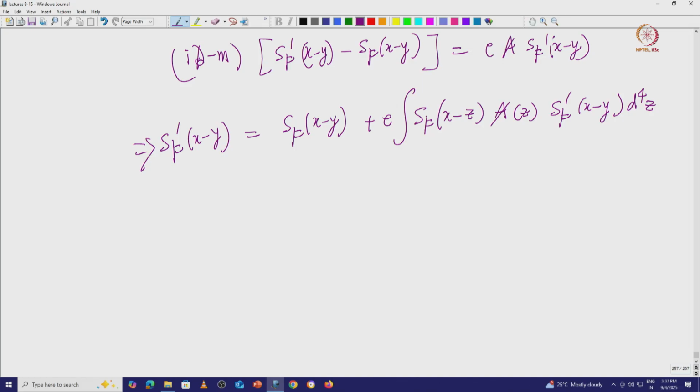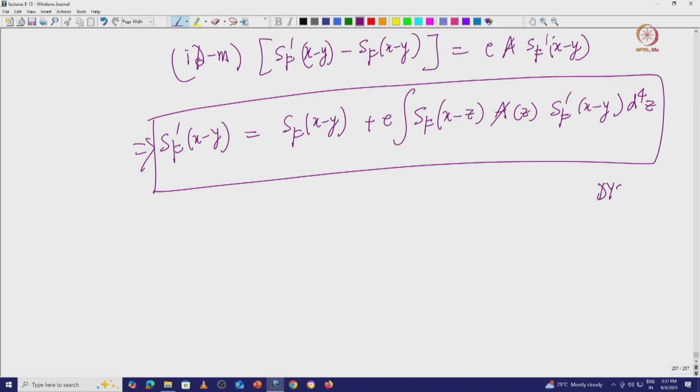Now (i del slash minus M) also can be written in terms of SF. If you take it to the right hand side, it just becomes another SF. So there are two SF, and SF prime is on this side essentially. So it is like an integral equation with SF prime on both sides. This is the so called Dyson equation, which sets the rules from which we get the Feynman rules essentially.